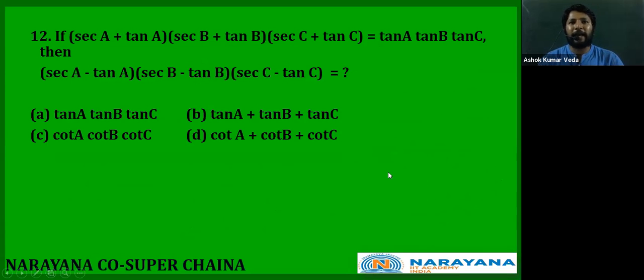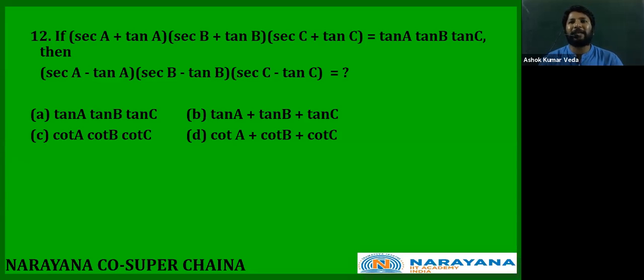If sec A plus tan A times sec B plus tan B times sec C plus tan C is equal to tan A tan B tan C, then sec A minus tan A times sec B minus tan B times sec C minus tan C is equal to what? Okay, again this looks a little bit complicated, right? Because if you know sec A plus tan A times sec B plus tan B and so on, how do you change the entire product?